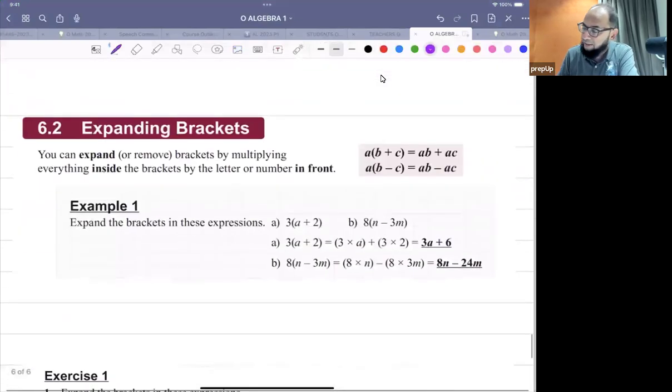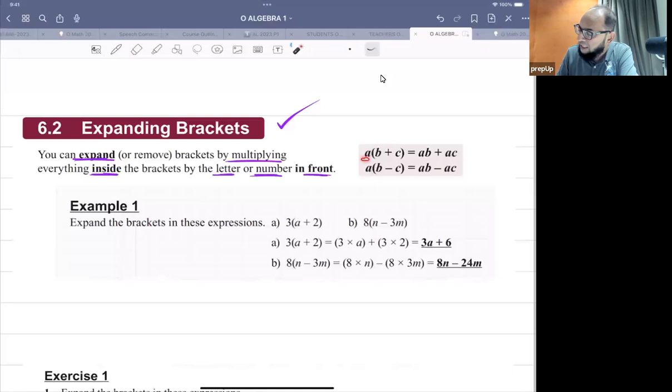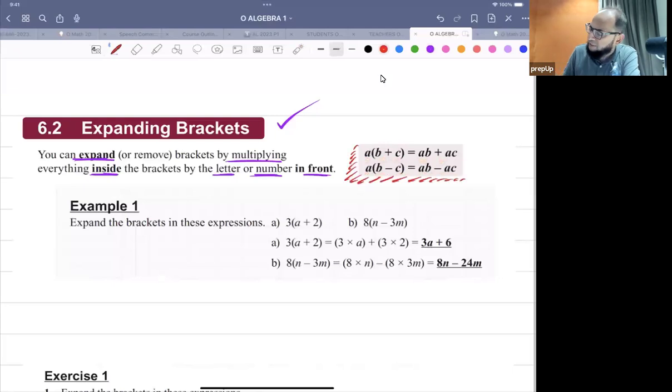Okay, now the next thing is the basic thing, that is about expanding brackets. You can expand or remove brackets by multiplying. When we use the term expansion, this is like opening up the bracket, multiplying everything inside the bracket by the letter or the number in the front. For example, a is on the outside, b plus c. So this is ab plus ac. a, b minus c, that's ab minus ac. This is the heart and soul of algebra. That is expansion of this bracket, something very simple.